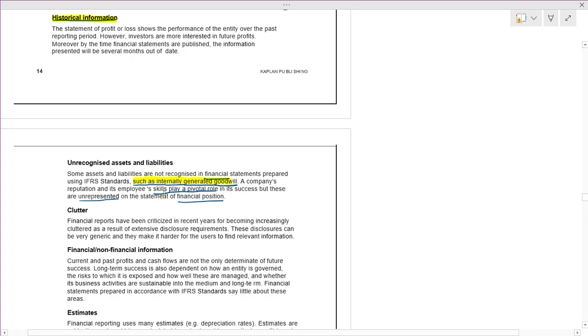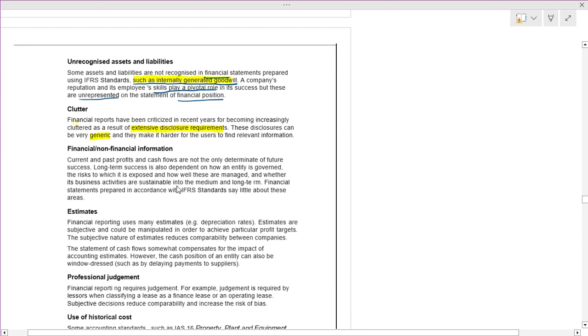The second is generality. It is a clutter, and it has been criticized. We are becoming increasingly cluttered with extensive disclosure requirements. Disclosures can be very generic, but when you are disclosing, it has to be very, very specific. Current and past profits and cash flows are not the only determinants of future success. Long-term success is also dependent on how the entity is governed.